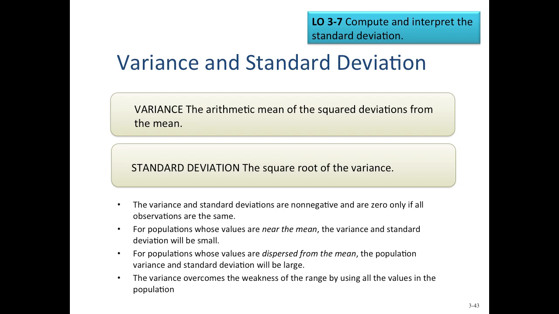So variance and standard deviation use all of the scores, giving you a better sense of how much the spread is, instead of just using the highest and the lowest score, like the range.